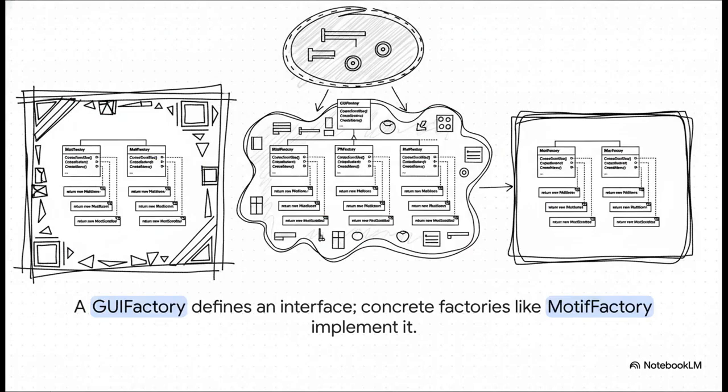And here's what that structure looks like in our UI example. Up top, we have our GUI factory. That's the abstract interface. It's just the blueprint. It says what any factory needs to be able to create. Then, underneath, you've got the concrete implementations, like Motif Factory and PM Factory. And notice how Motif Factory only creates motif products. This is how the pattern automatically enforces that consistency for us.